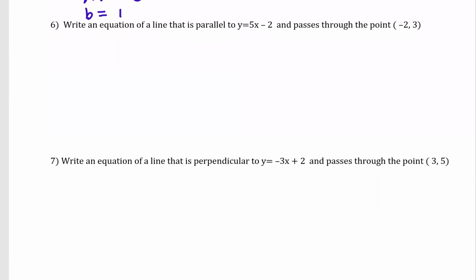Number 6, write the equation of the line that is parallel to y equals 5x minus 2, passes through the point (-2, 3). The only thing you need from this equation of the line is the slope. It's already in slope-intercept form, so the slope is 5. If you want a parallel line, you will use the same slope in the equation. You want it to have a slope of 5, and you want to go through the point (-2, 3).